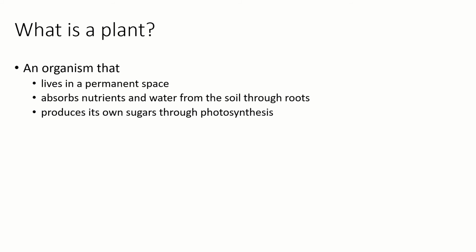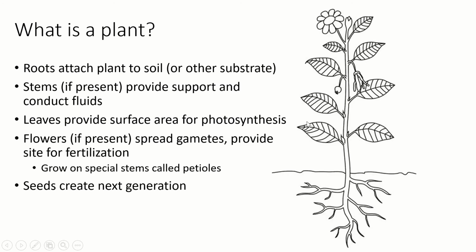A plant is any organism that lives in a permanent space, absorbs nutrients and water from the soil through roots, soil with an asterisk, or from some sort of substrate, and produces its own sugars through photosynthesis. So they always are photosynthetic organisms.